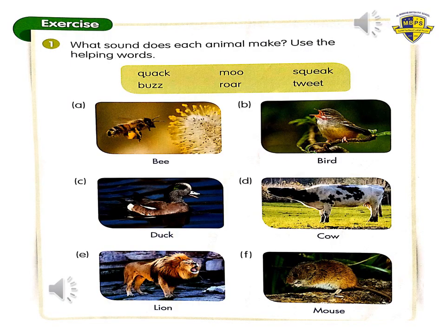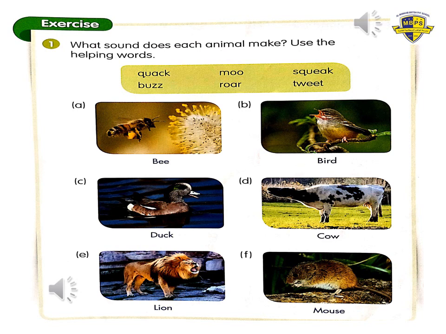Okay KG2, hope you enjoyed the lesson and learned all the sounds I taught you. What was the lesson about? Animal sounds. Yes. Now what I want you to do, go get your science book, open page number 125 and let's do this exercise. The question is, what sounds does each animal make? Use the helping words. Let's read the helping words together.